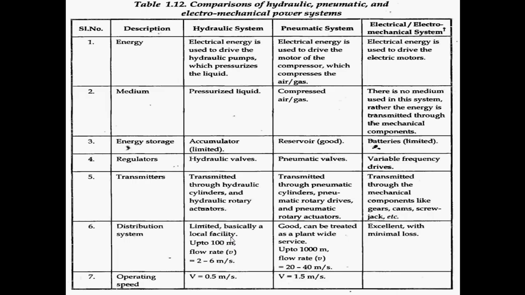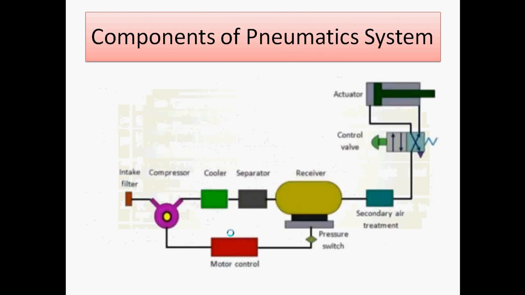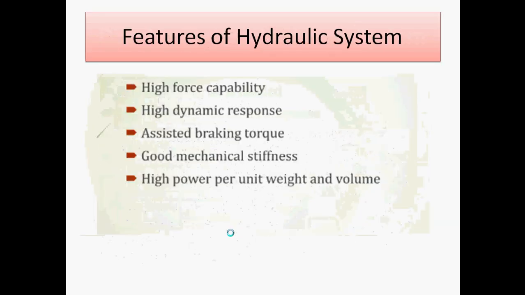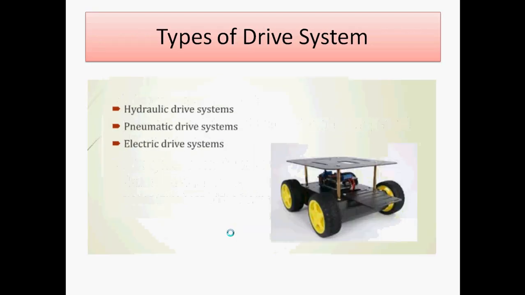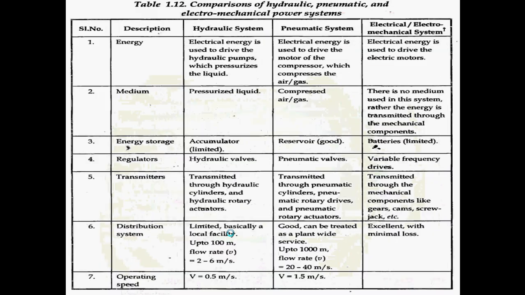So in this session we discussed the hydraulic system, the pneumatic system and the electrical system. These are the different types we discussed. We also discussed the different advantages of hydraulic, pneumatic and electric, then the different features, and the disadvantages, and lastly the differentiation between these three areas with different parameters. So this is the content of this lecture.